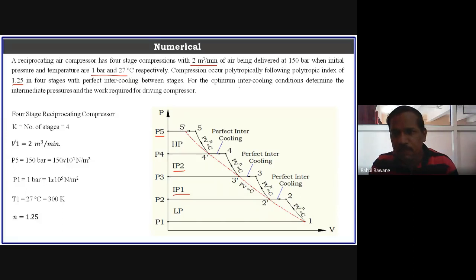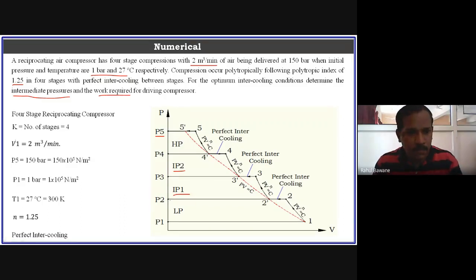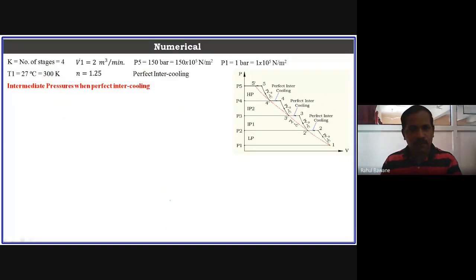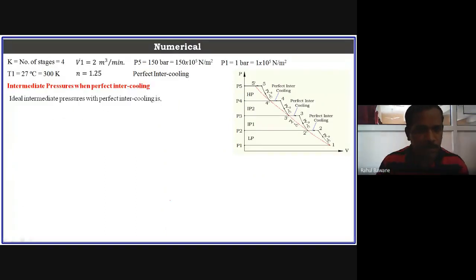For the optimum intercooling condition, determine the intermediate pressure and the work required for driving the compressor. So we have to find the intermediate pressure and the work requirement. The intermediate pressure should be such that it requires minimum work done in each stage, because it is the optimum intermediate pressure. Perfect intercooling is there. Now we will see the intermediate pressure.